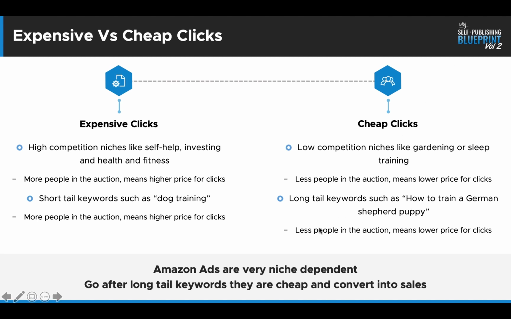So there's less people in this auction, which means you're going to be able to win at a lower price for clicks. Amazon ads are very niche dependent. Going after long tail keywords, they are cheap and they convert into sales. So that's really going to be a major premise of this entire lesson here with ads.